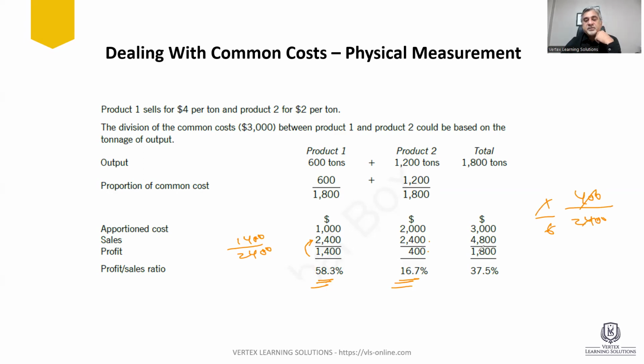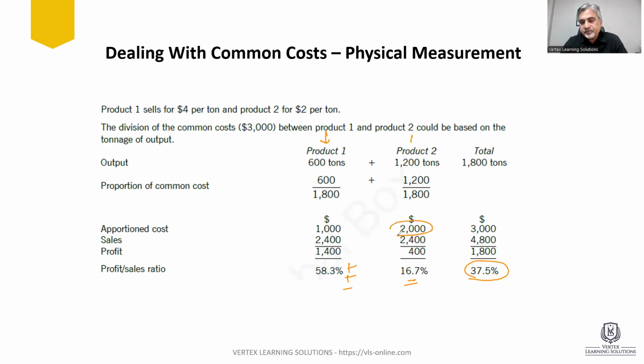Your total profit, how much did you make? 1,400 plus 400, 1,800. Total sales, 4,800. Total net profit ratio is 37.5%. So it looks like the business is making 37.5%, which is very good. That looks nice. But then when you see the products individually, this product is making huge profits and this product is making very little profit because it was charged a bigger portion of the cost based on the same sales value, because that was selling cheap.